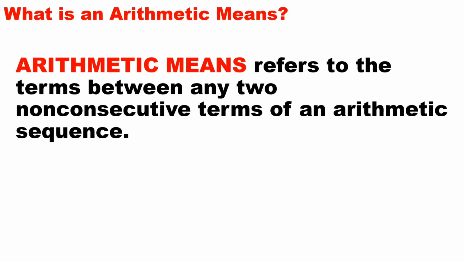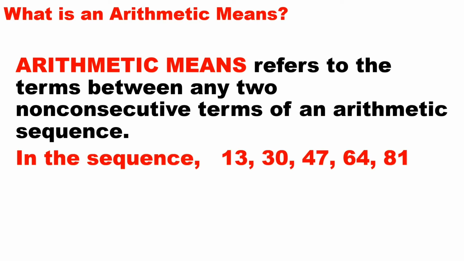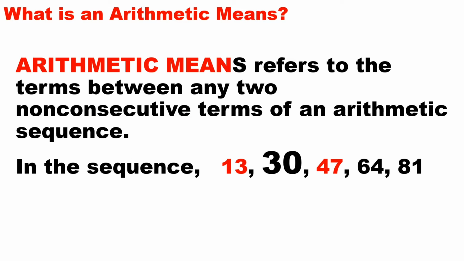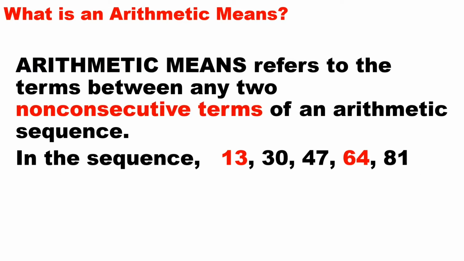Magsimula na tayo. Definition of terms muna tayo. Arithmetic means refer to the terms between any two non-consecutive terms of an arithmetic sequence. In the sequence 13, 30, 47, 64, and 81, 13 and 47 are non-consecutive terms. 30 is the arithmetic mean.